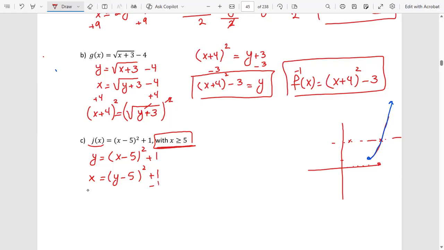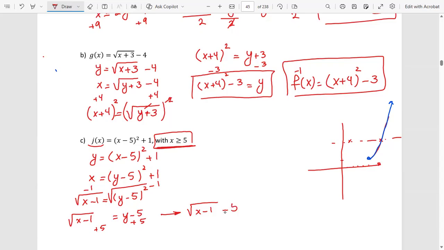Subtract 1 first. Square both sides to cancel the power. And then add 5 to both sides. And remember that you cannot add 5, which is outside of the radical, with anything inside the radical. You just need to keep plus 5 after the radical.